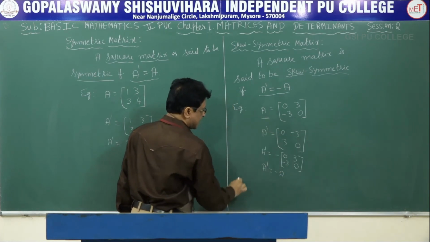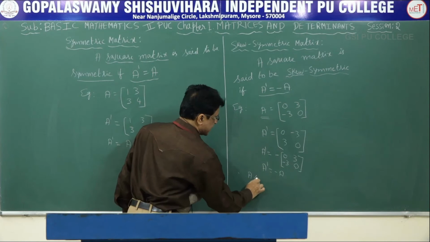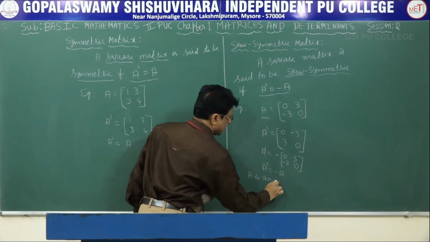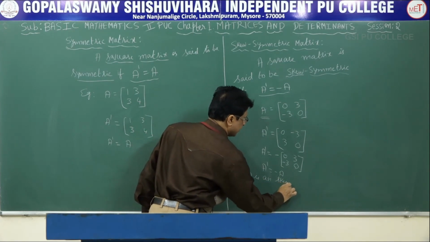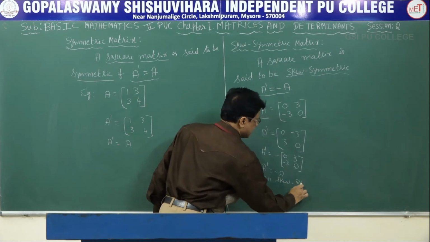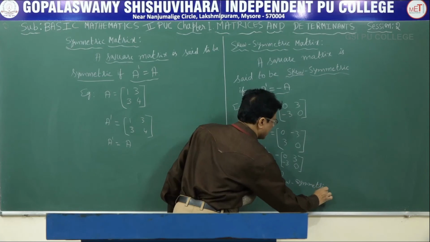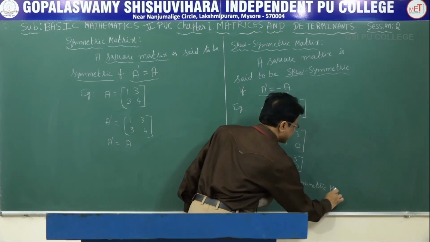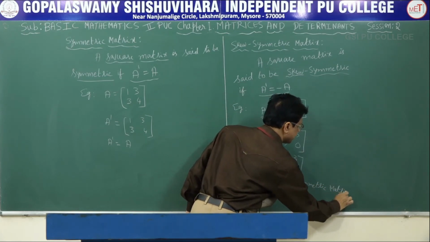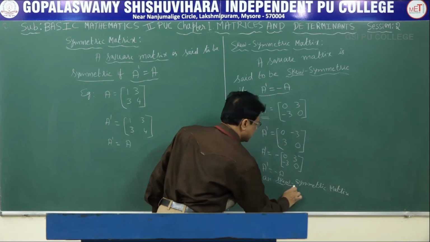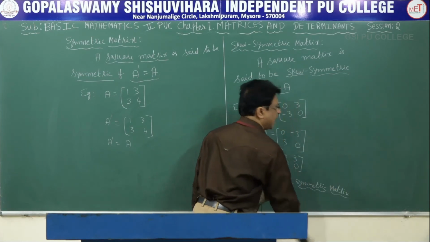Therefore, what we can say is A is a skew symmetric matrix. So A is a skew symmetric matrix.